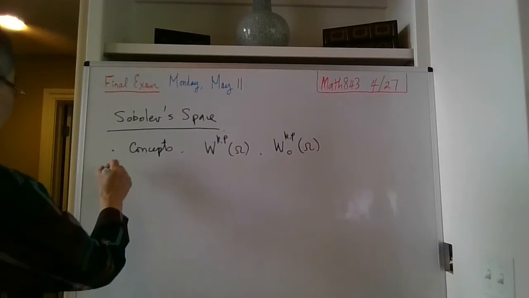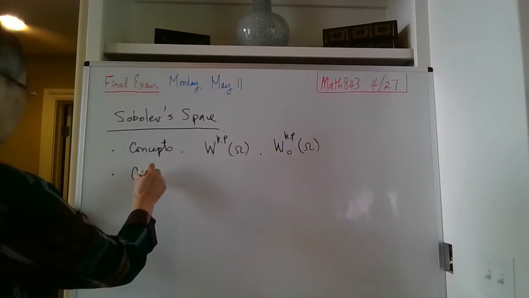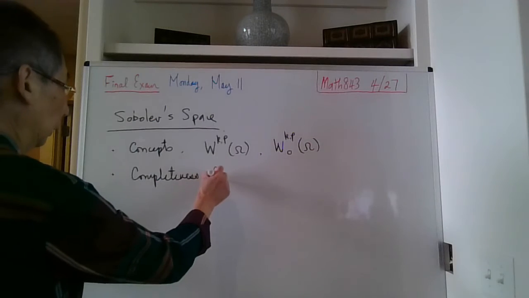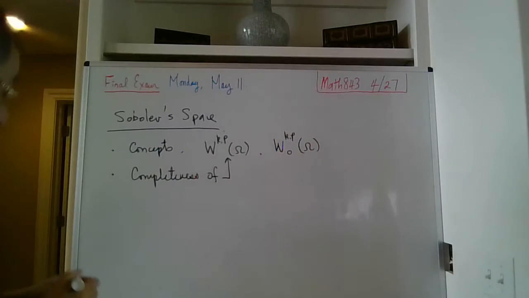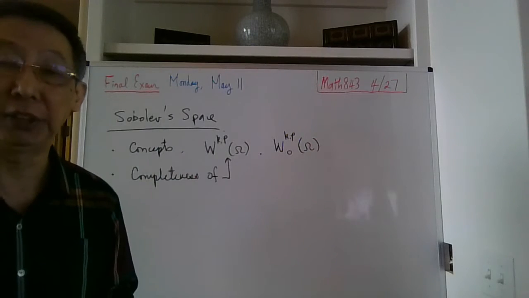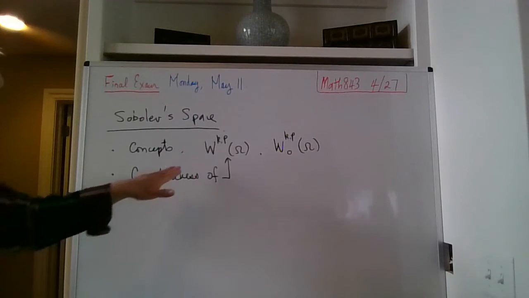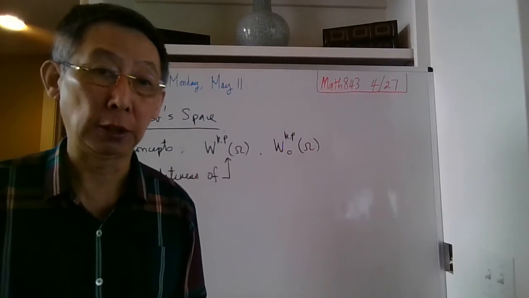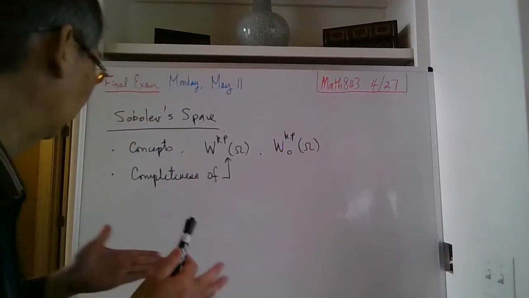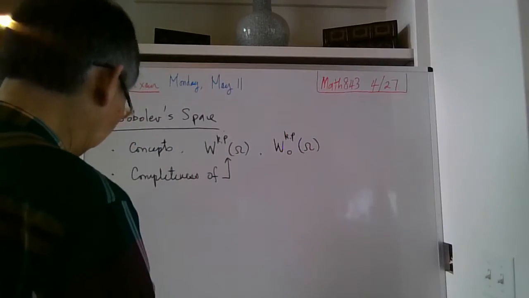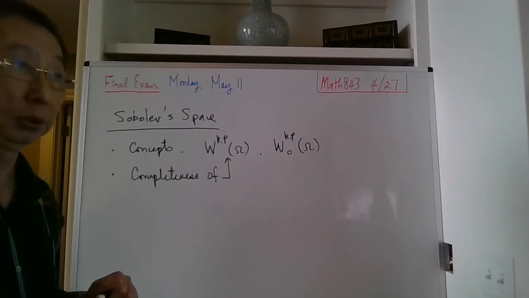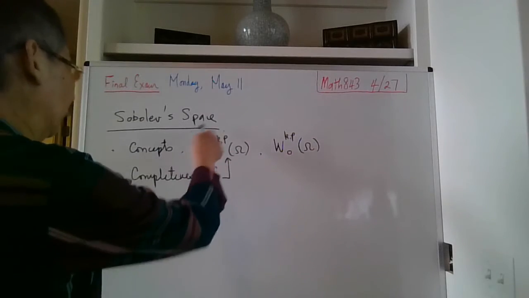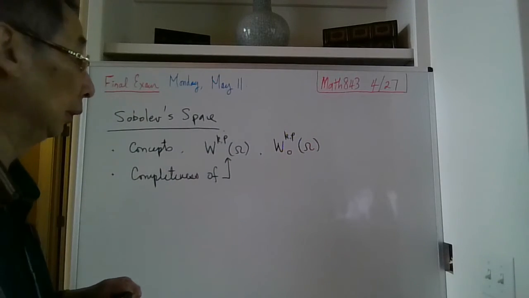There's a couple of things, like the completeness of W^{k,p}. How do you prove completeness? We have a very standard way to prove it. The completeness of the W^{k,p} space is based on the completeness of the Lp space. This is an important thing you have to practice with some examples. In the final exam, I will probably take a special case and ask you to give a proof of the completeness.